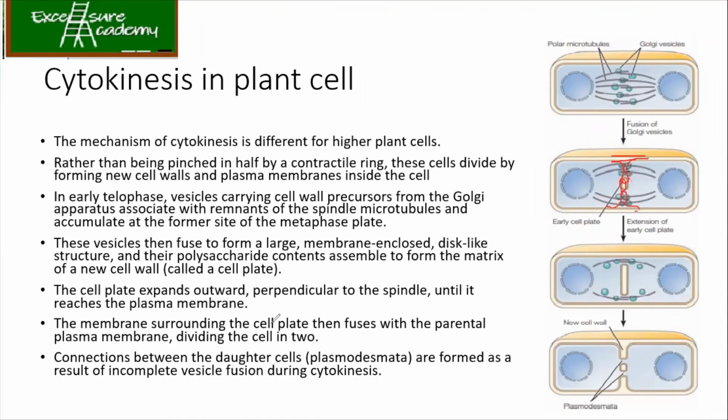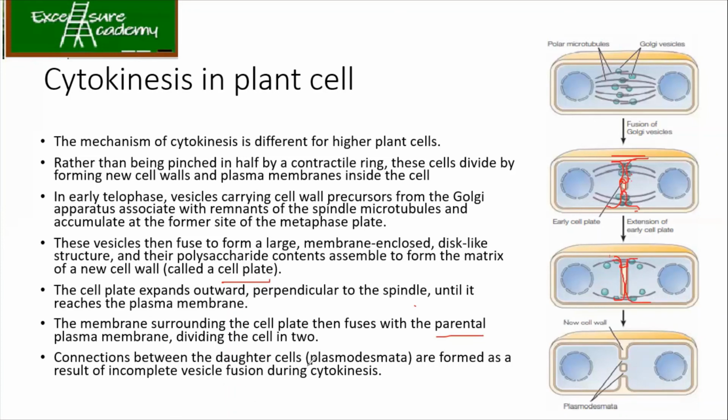Okay. So these vesicles then fuse to form a large membrane-enclosed disc-like structure. Their polysaccharide contents assemble to form the matrix of a new cell wall, that is, the cell plate. So slowly they start forming like this. This fused here. The cell plate expands outward perpendicular to the spindle until it reaches the plasma membrane. The membrane surrounding the cell plate then fuses with the parental membrane, and what will happen at the end? It is going to fuse like this. Okay?